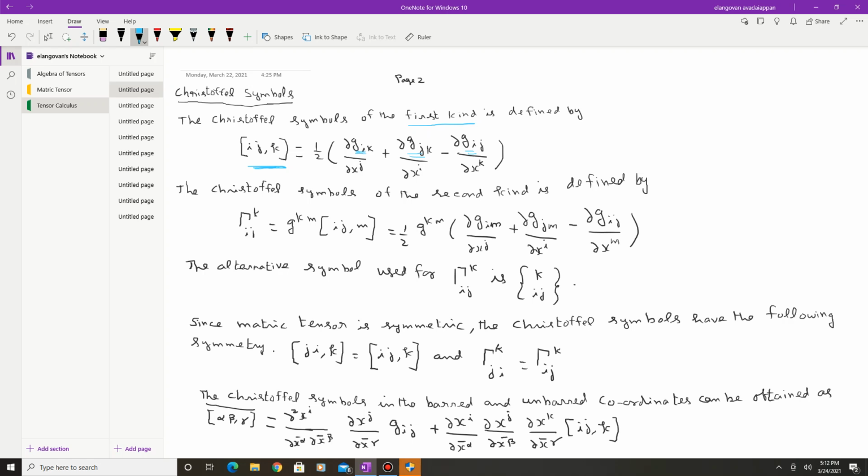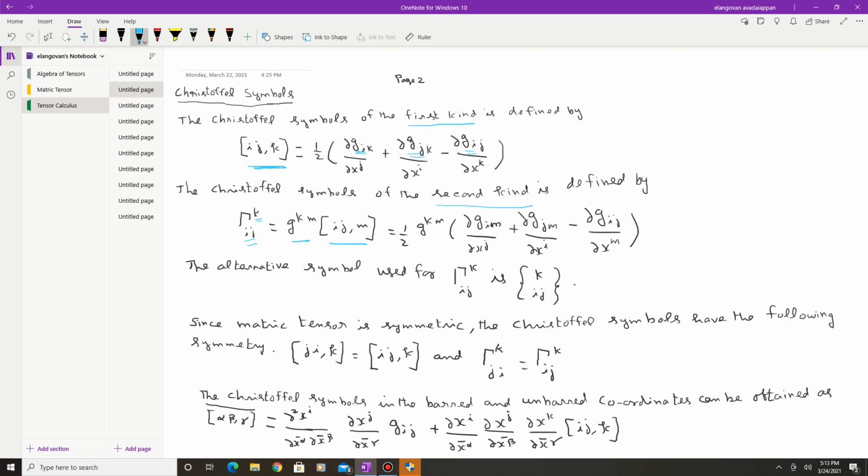Now there is another symbol, Christoffel symbols of the second kind. This is defined by the symbol gamma. Gamma, here the superscript is k, the subscript is ij. Here again it is a three index symbol, indices i, j, k. This is defined by g^km into [ij, m] within the bracket, which is the Christoffel symbol of the first kind.